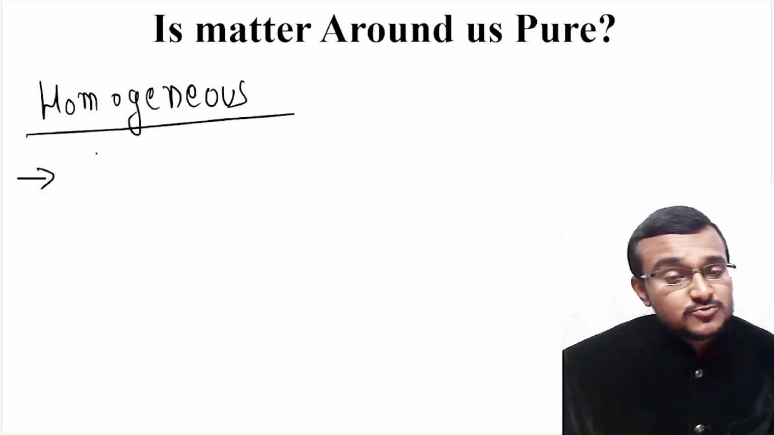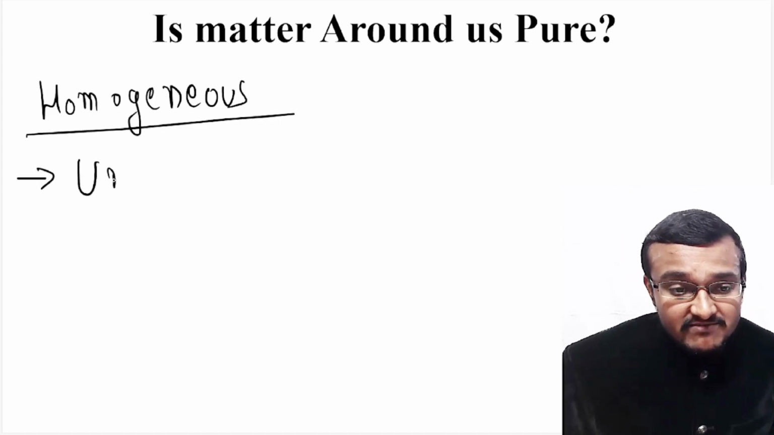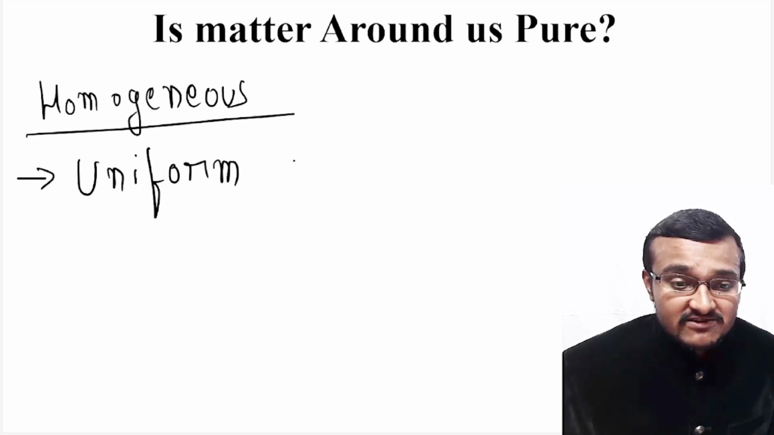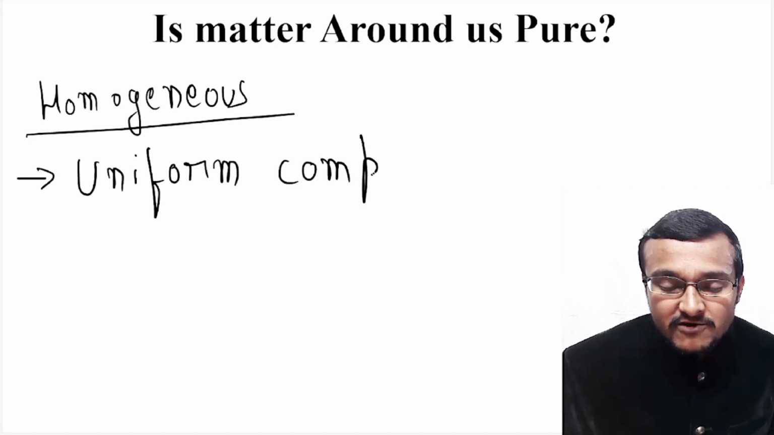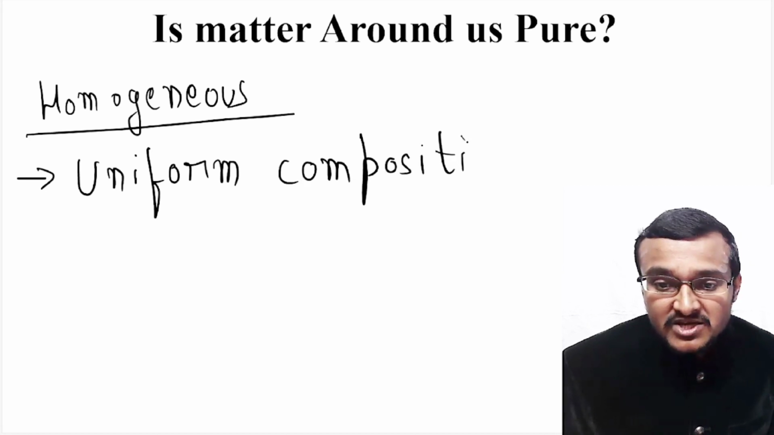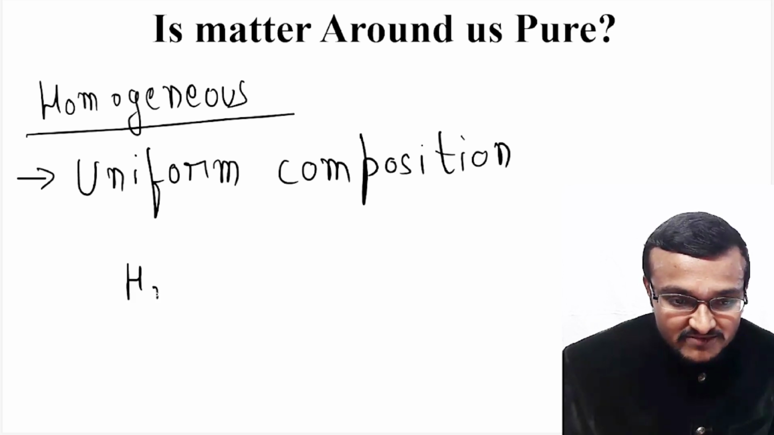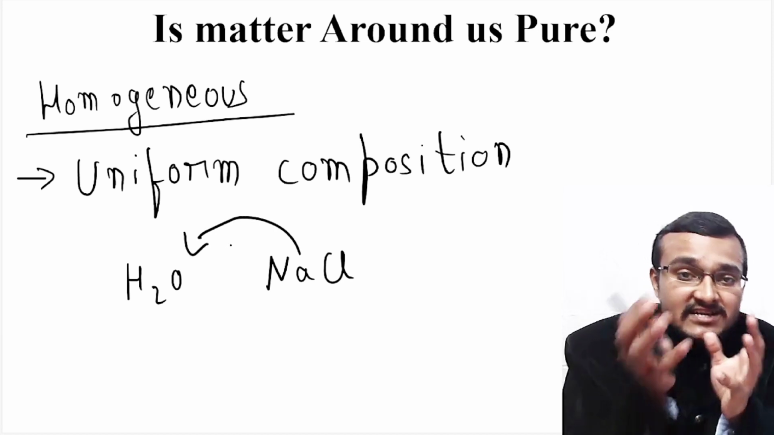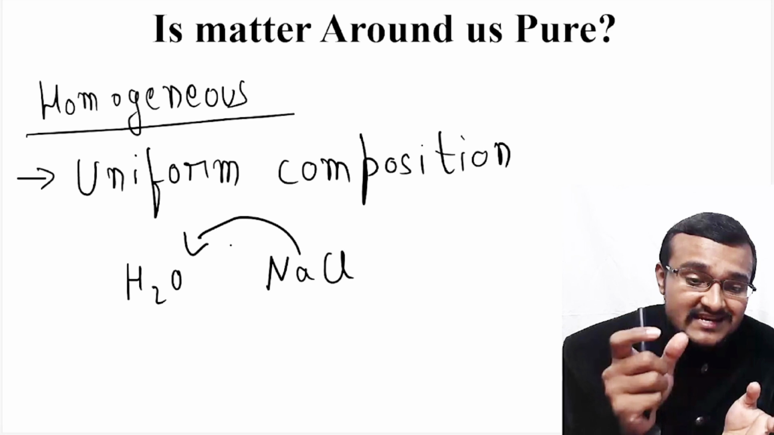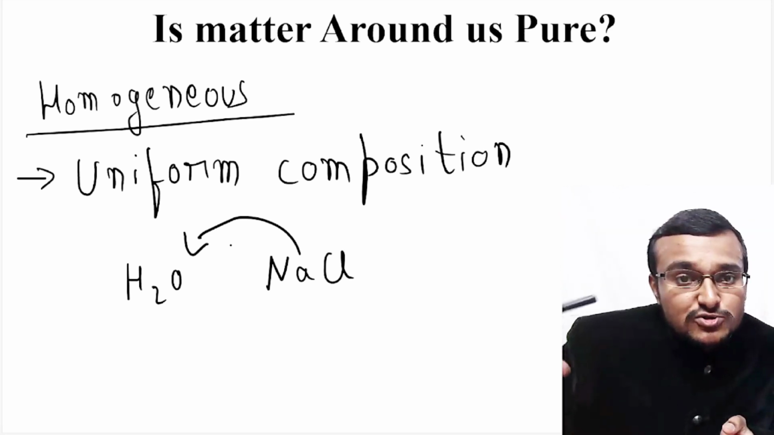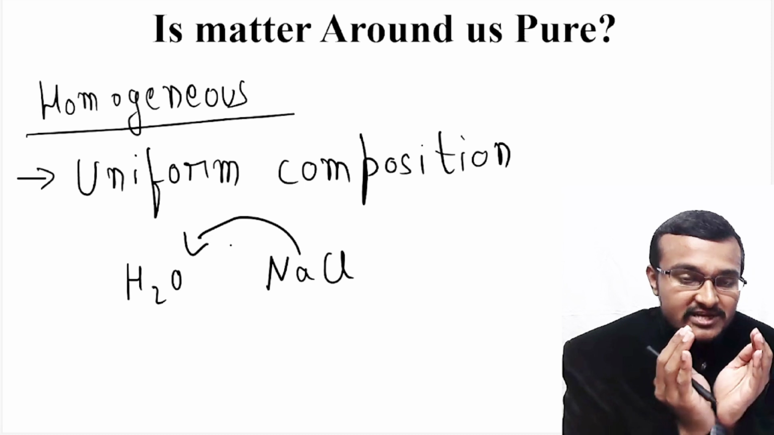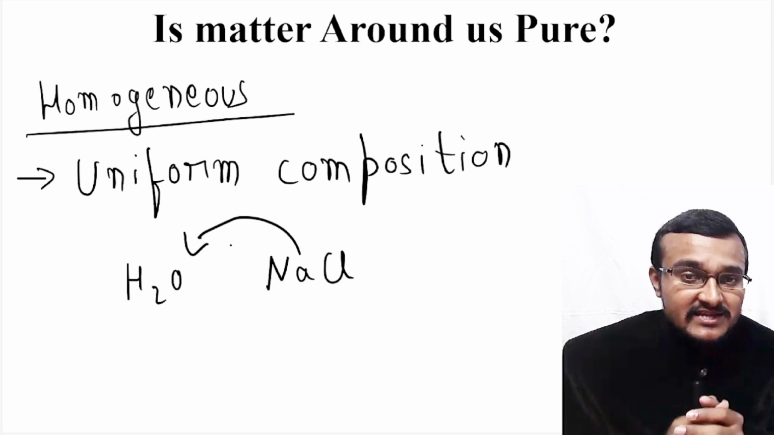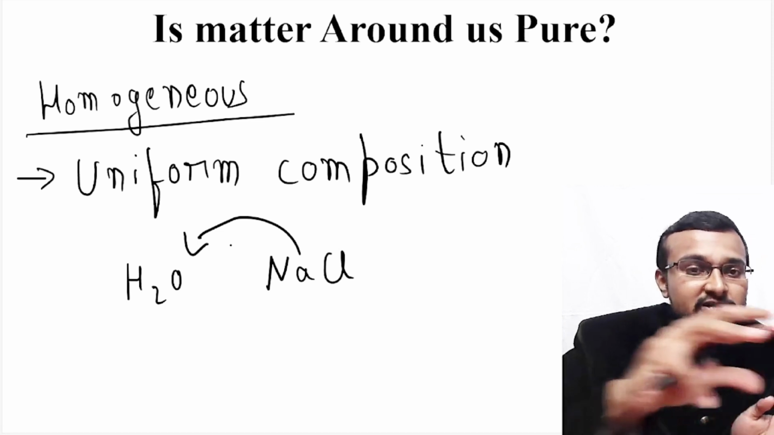So the main point in this homogeneous mixture is that there will be uniform distribution of components throughout the solution. There will be uniform composition of a particular substance in another substance. So here if you are taking H2O as one substance and NaCl as another substance, when you mix this NaCl into water, this NaCl will have uniform composition throughout the water. That means if you are taking 1 liter of water, every part of that water will be covered with NaCl. That means NaCl is dissolved throughout that 1 liter of water.